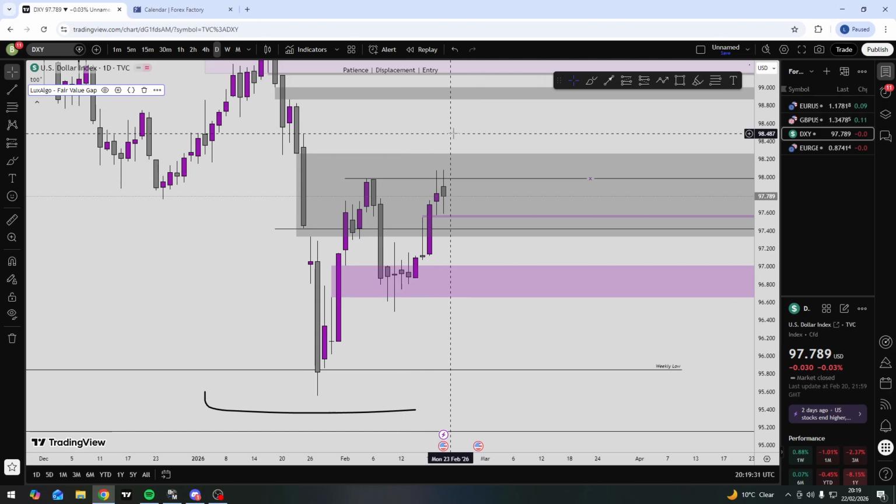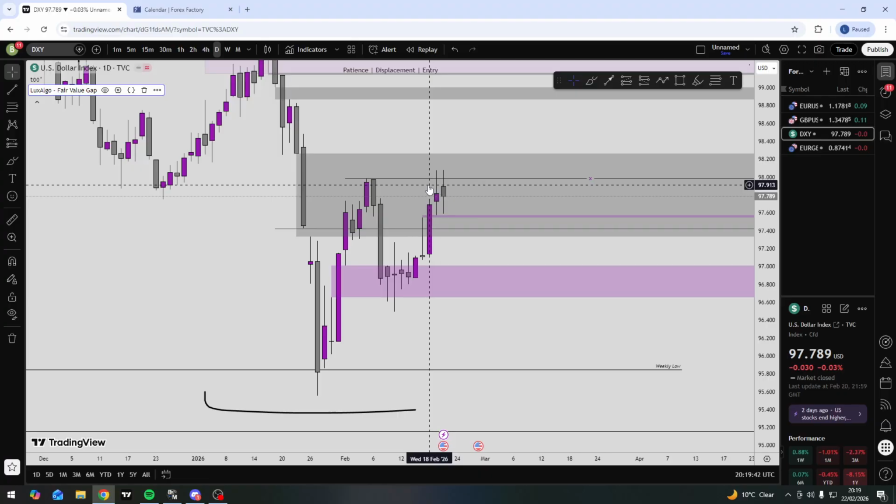And like I say, this isn't a signal page, this isn't for people to just follow. This is just my understanding of how I read price and what I like to see in the market, and how I act according to what price does.